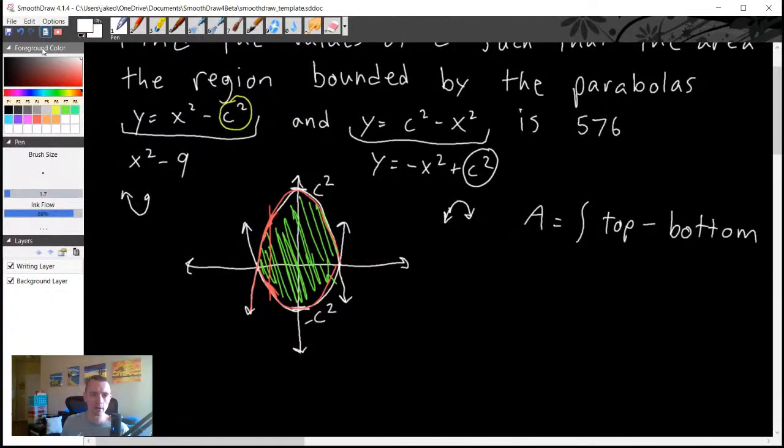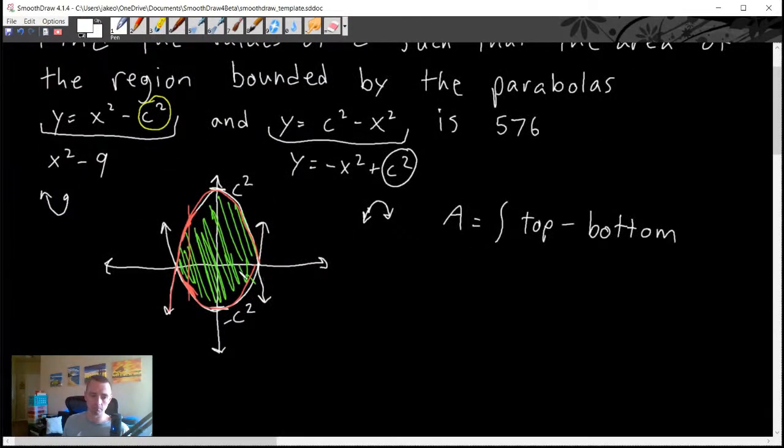So if we are going to find the area between these two curves, it's just going to be this top function, which is c squared minus x squared, minus this bottom function, which is x squared minus c squared. So minus, make sure you put this all in parentheses, minus (x squared minus c squared). It is very important that this bottom function is in parentheses here, because if it is not, this negative sign is not going to properly distribute, and you're going to get the wrong number.